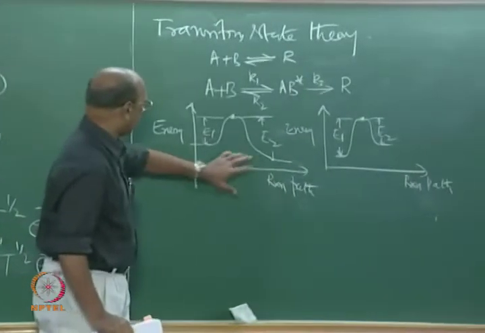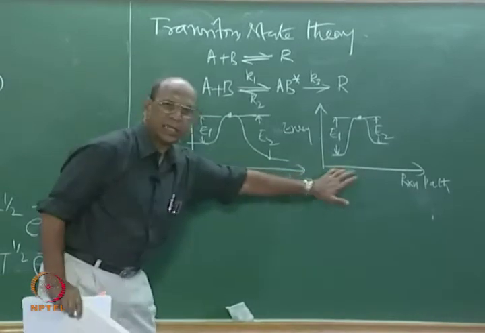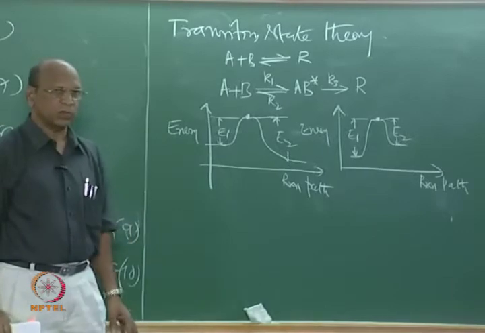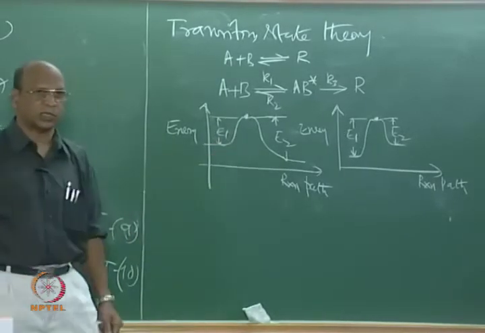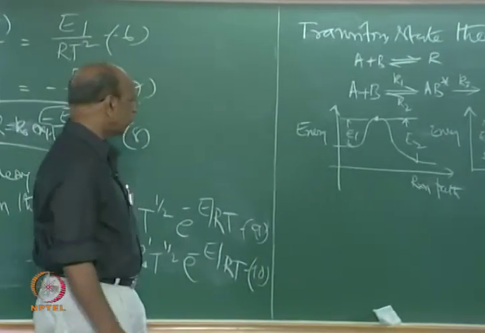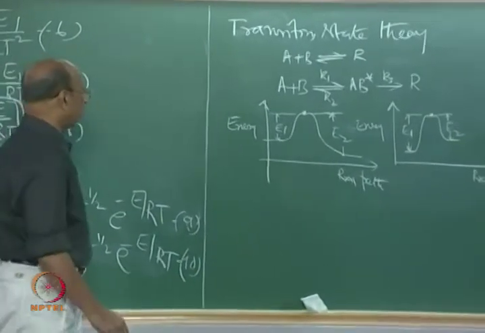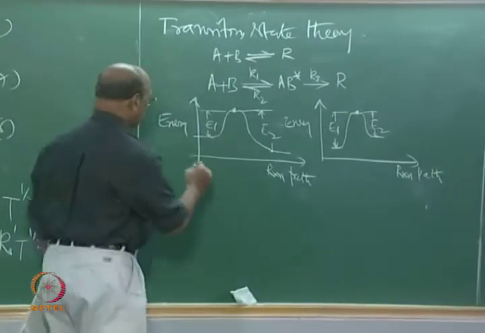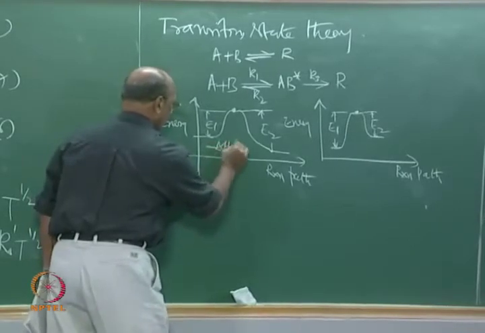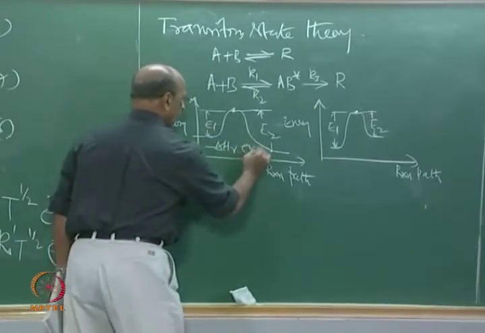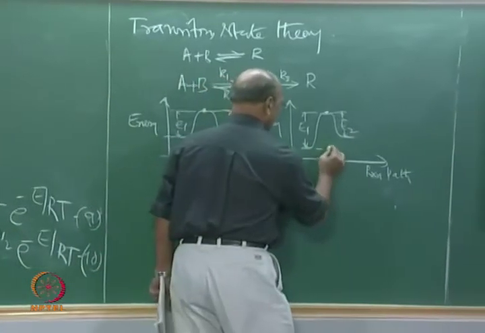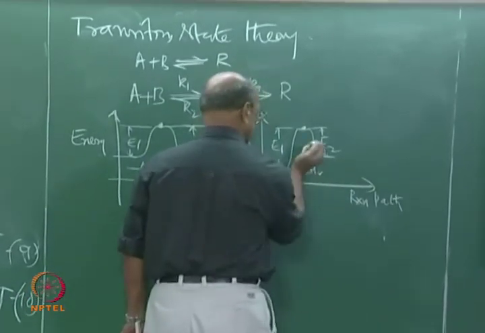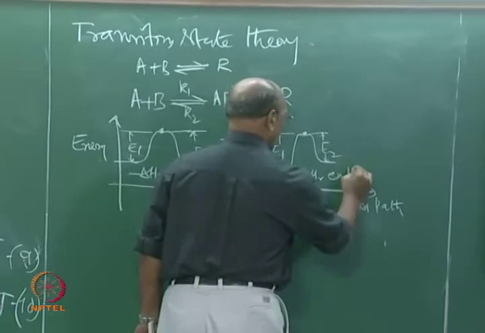So, then you will have in this case one type of reaction, in this case another type of reaction. It is E 1 minus E 2. Can you tell which is the exothermic reaction, which is the endothermic reaction? First one is exothermic. Why? E 1 minus E 2 is? Energy level is less. Yeah, negative, exactly. So, this is minus delta H R, which is exo. And this one is plus delta H R, which is endo.